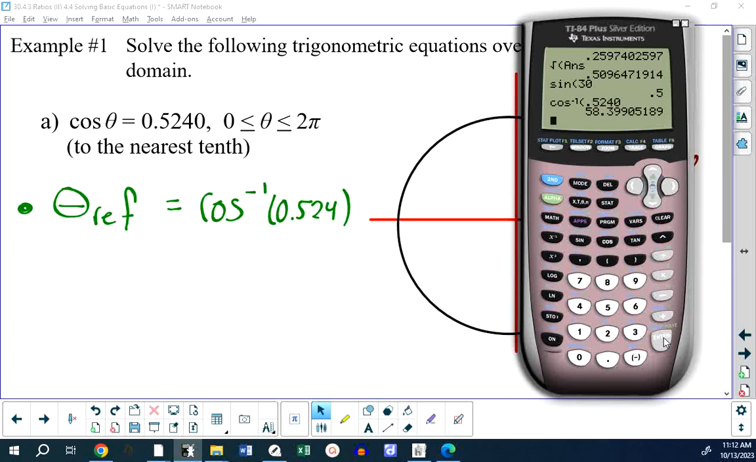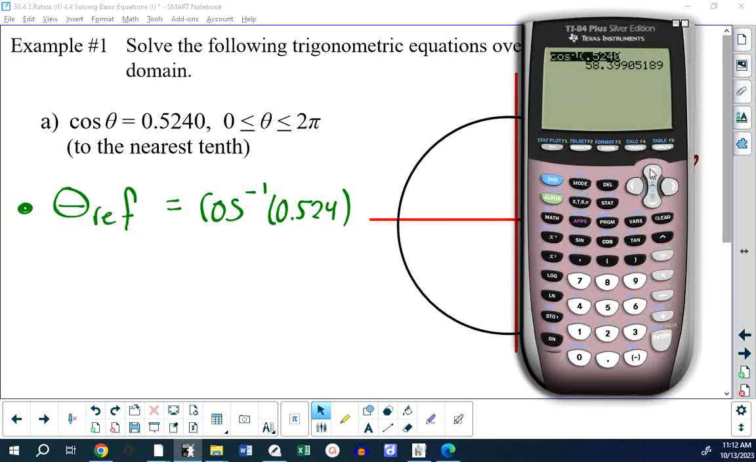But we don't want answers in degrees. We want them in radians because of this statement of the domain being from 0 to 2 pi. Now, I do not recommend, in fact, I would hope that you don't do this. Don't get your answers in radians and in degrees and convert them to radians. Just do what I just did, but do it with your calculator in radians.